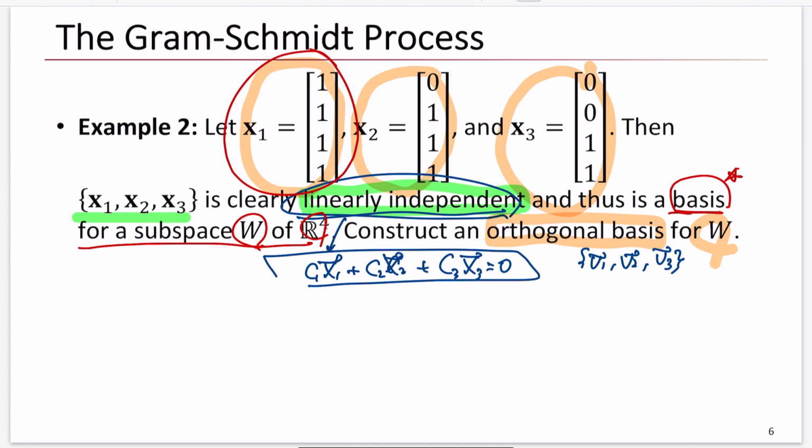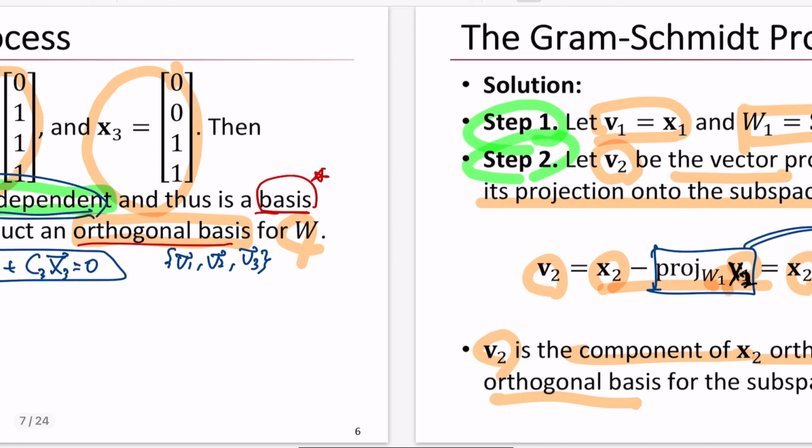What about three vectors? x1, x2, x3 are independent, thus they are a basis for the subspace W of R^4. But in this problem, we have one more assumption: this is a three-dimensional subspace. So based on the basis property, the three independent vectors x1, x2, x3 are a basis for the subspace W, and we want an orthogonal basis for W. So we can do similar things.